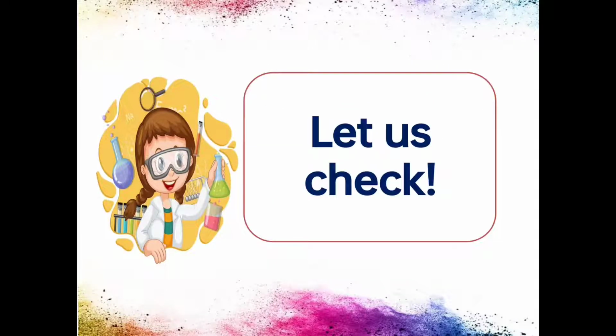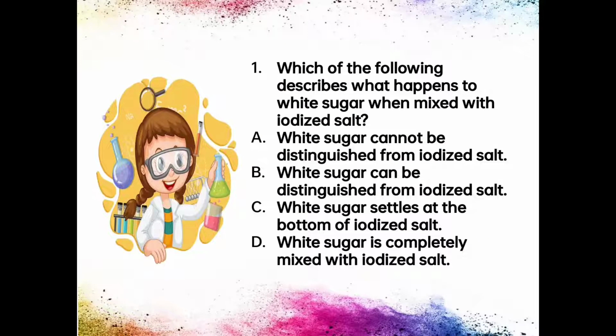Now, let us check. Which of the following describes what happens to white sugar when mixed with iodized salt? A. White sugar cannot be distinguished from iodized salt. B. White sugar can be distinguished from iodized salt. C. White sugar settles at the bottom of iodized salt. And D. White sugar is completely mixed with iodized salt. Okay, the answer is white sugar cannot be distinguished from iodized salt.